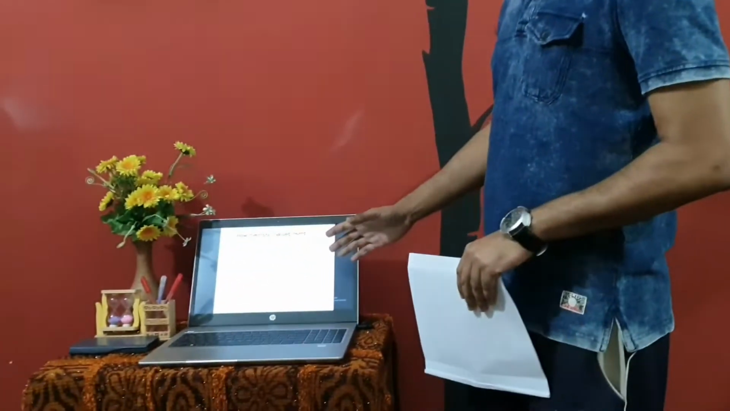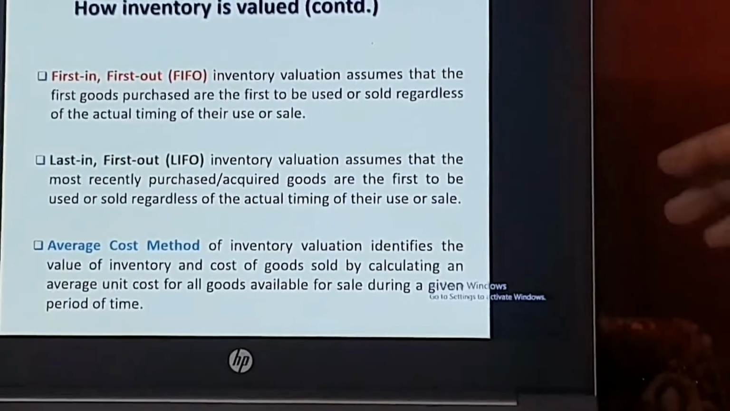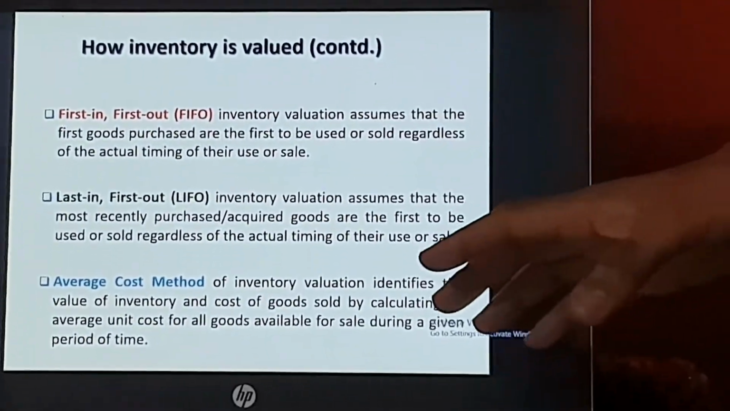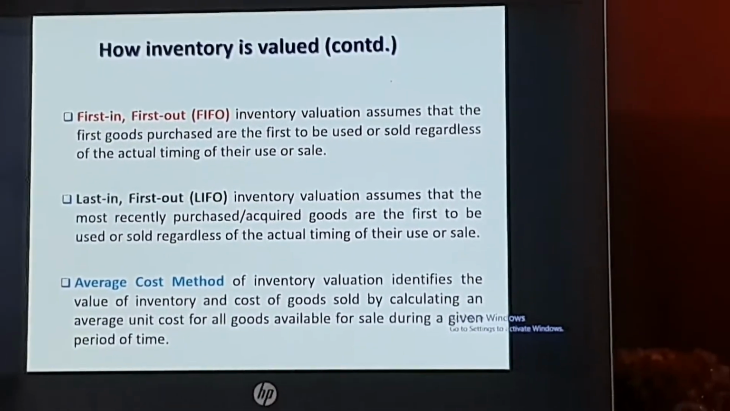The third inventory valuation method is the average cost method, which identifies the value of inventory and cost of goods sold by calculating an average unit cost for all goods available for sale during a given period of time. In this method, we are not taking the individual purchase price. We just get the average purchase price from your inventory, and then you show this average price as the selling price or as the valuation of the inventory.